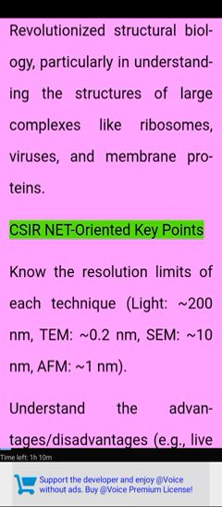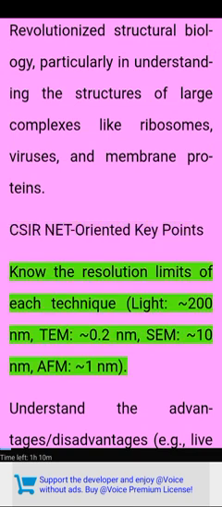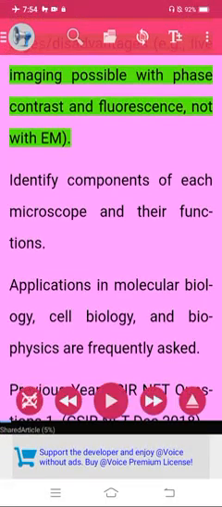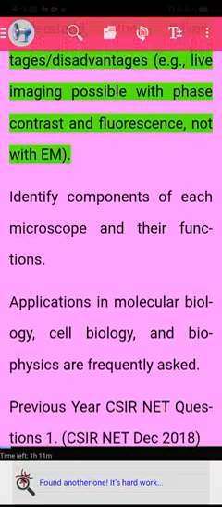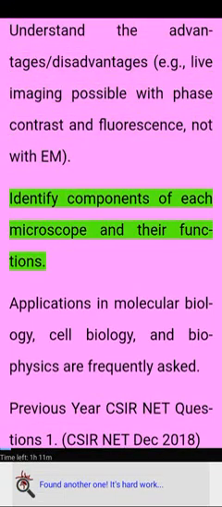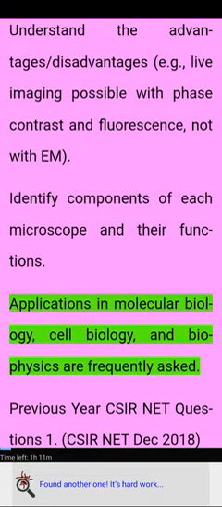CSIR NET-oriented key points. Know the resolution limits of each technique. Light, approximately 200 nanometers; TEM, approximately 0.2 nanometers; SEM, approximately 10 nanometers; AFM, approximately 1 nanometer. Understand the advantages and disadvantages, e.g., live imaging possible with phase contrast and fluorescence, not with EM. Identify components of each microscope and their functions. Applications in molecular biology, cell biology, and biophysics are frequently asked.